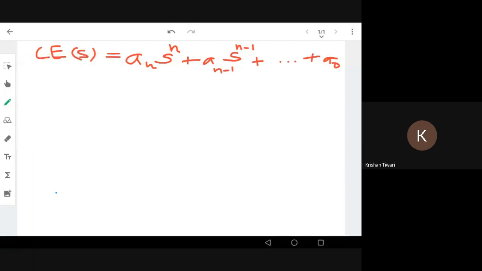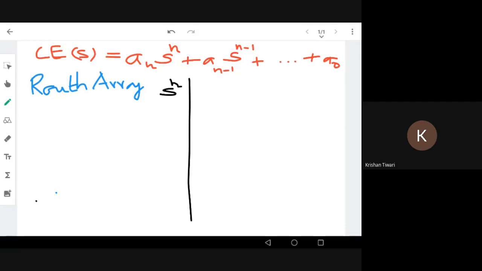What am I going to do? I'm going to draw the Routh array. So what is the Routh array? We'll start with a straight line. Now from here we'll start writing all the coefficients we require. First we start from s^n, then s^(n-1), then s^(n-2), till s^0. So this is what we are writing outside the array. Now we are going to write a lot of things inside the array. So let's see what we are writing.